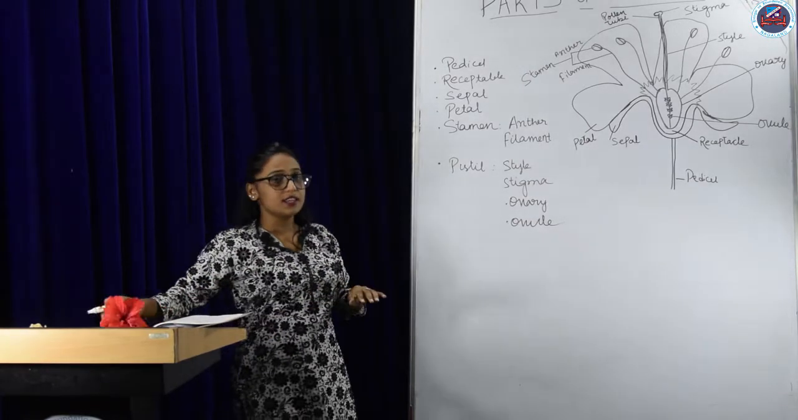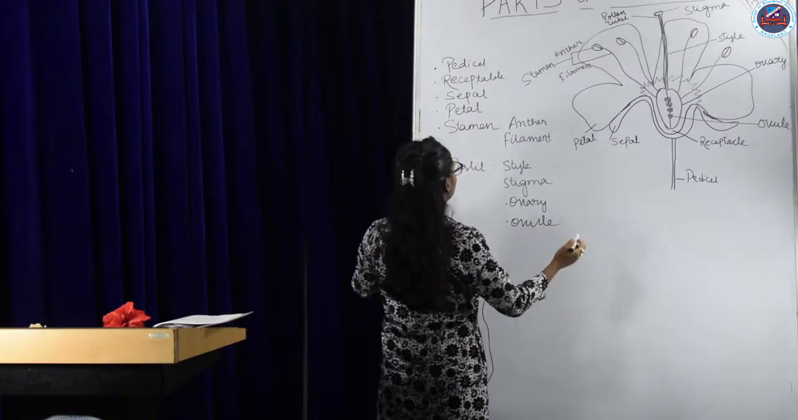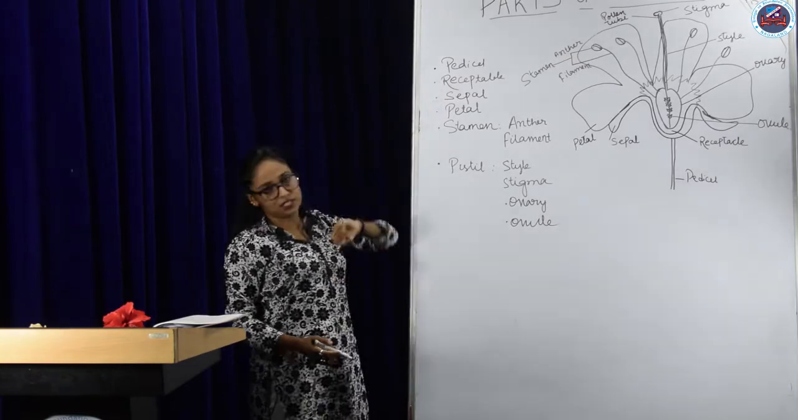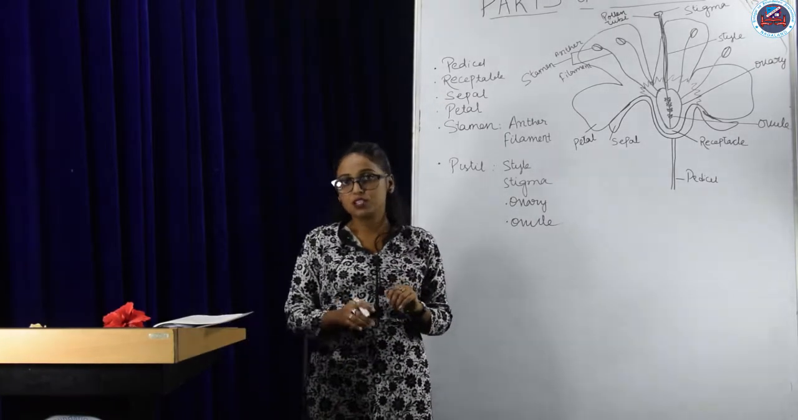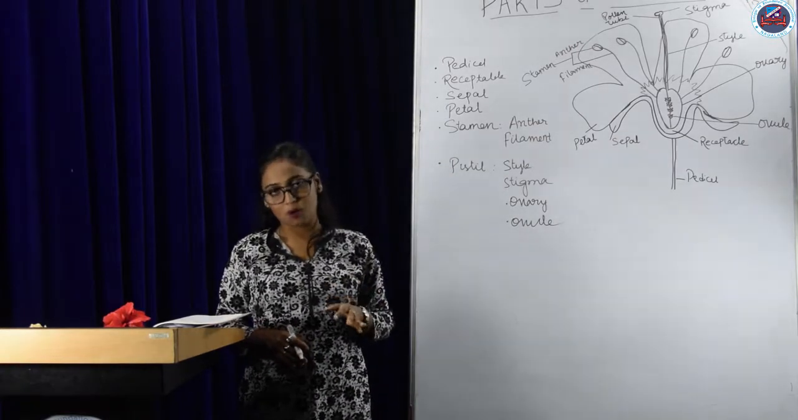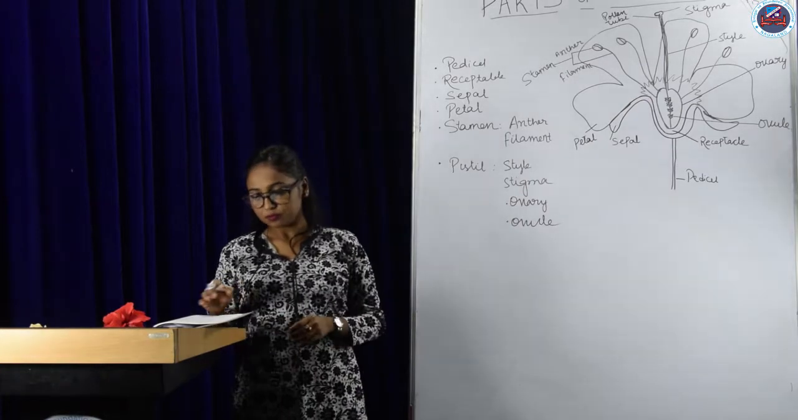So, as I said, the flower has 4 different parts. The 4 main parts are what? The stamen, the pistil, the sepal and the petal. Stamens are the male part of the flower, and the pistil is the female part of the flower.